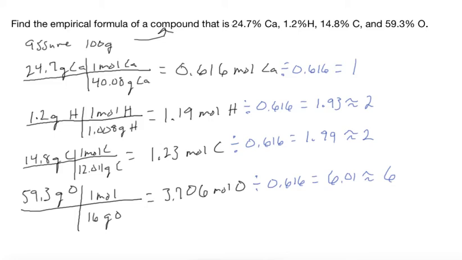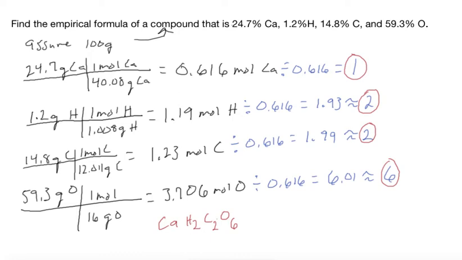These numbers are the ratios among the elements in the compound. This tells me how many of each element I have. So I have 1 calcium, 2 hydrogens, 2 carbons, and 6 oxygens. Let's write the empirical formula, which would be CaH2C2O6. So this is the empirical formula, but someone may ask you to name this.